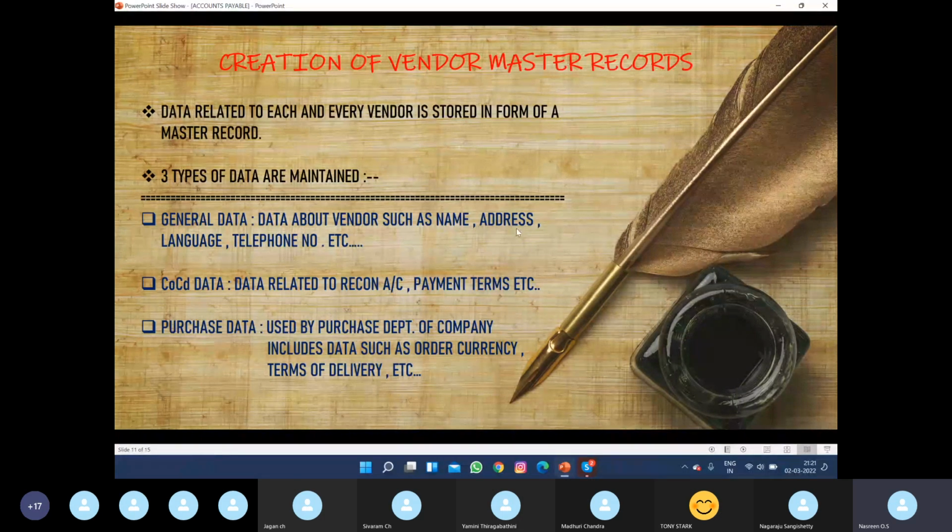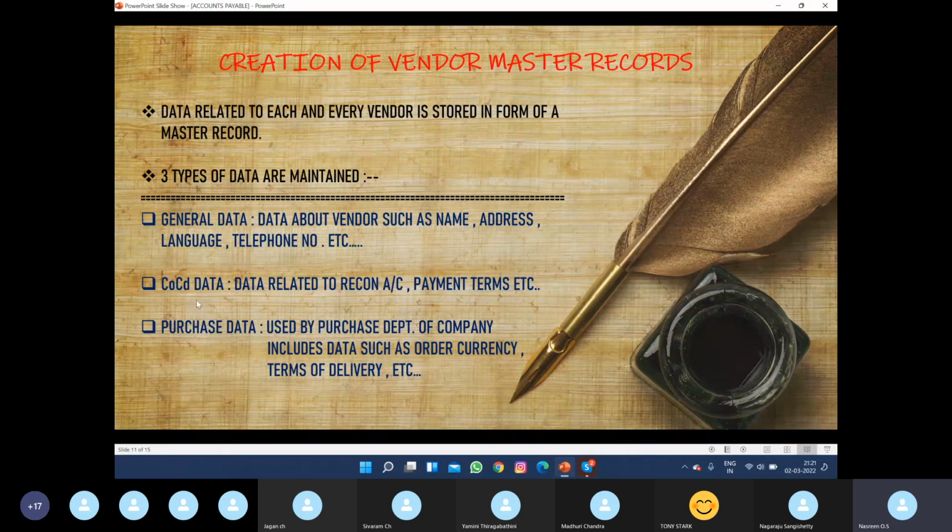About those vendors. Then comes the company code data. This general data is common for all the people. Like if Mr. X is our vendor, his name remains Mr. X, even if he transacts for company code A or company code B. So the general data actually remains the same for all the company codes.